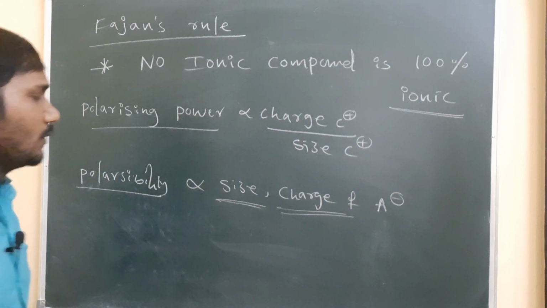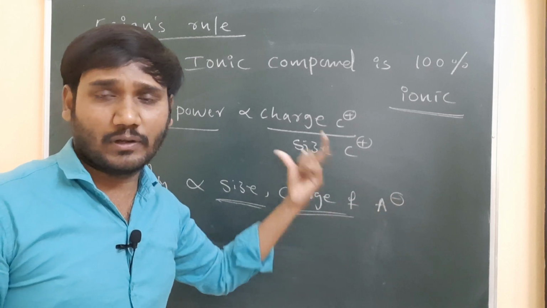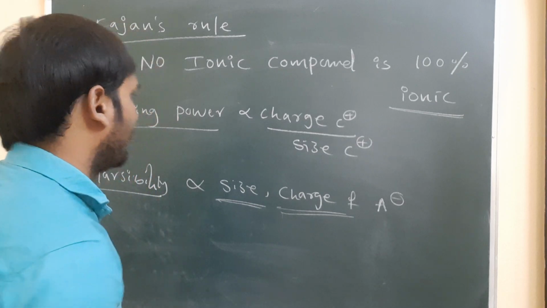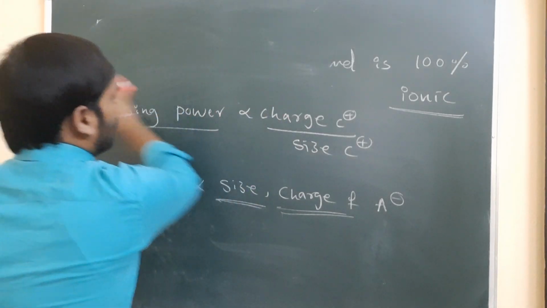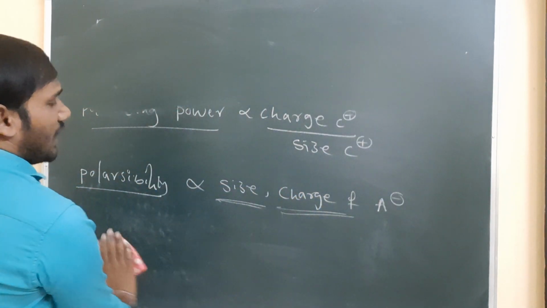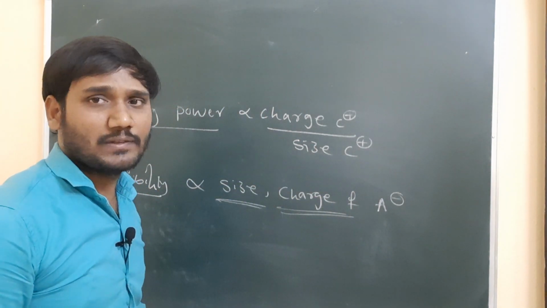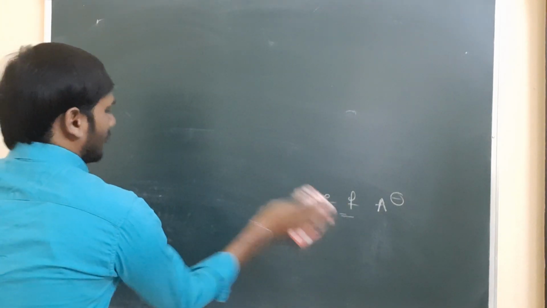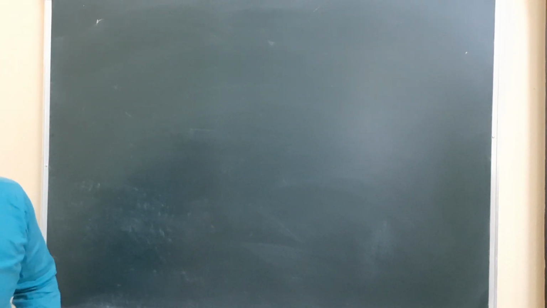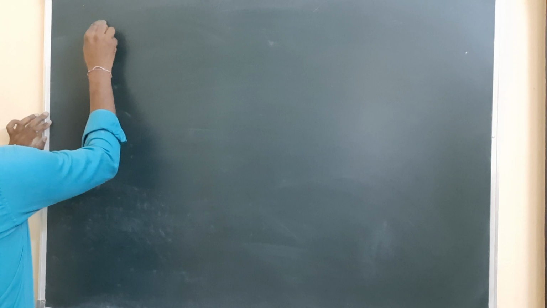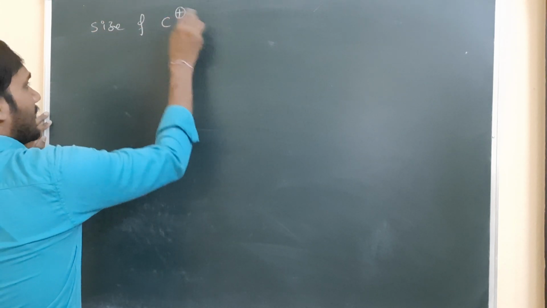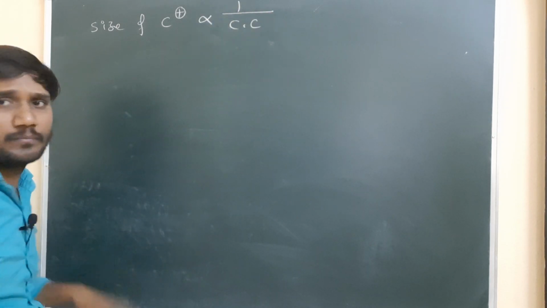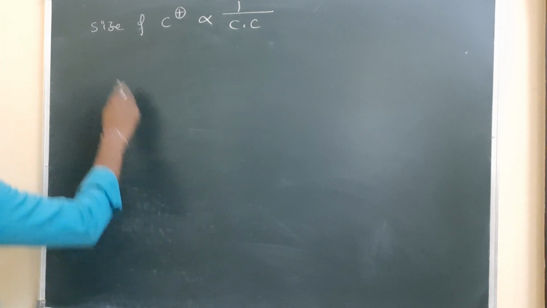Due to these points, we can understand whether an ionic compound has covalent character or not, or which has more and which has less. You have to remember these two points. Polarizing power is directly proportional to the charge of the cation and inversely proportional to its size. Polarizability is directly proportional to the size and charge of the anion. To understand it more simply, let us see the size of the cation. Size of the cation is inversely proportional to covalent character.